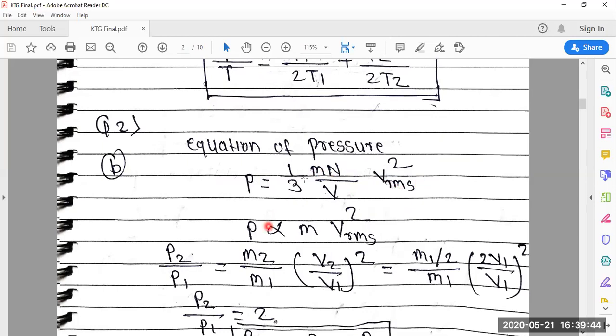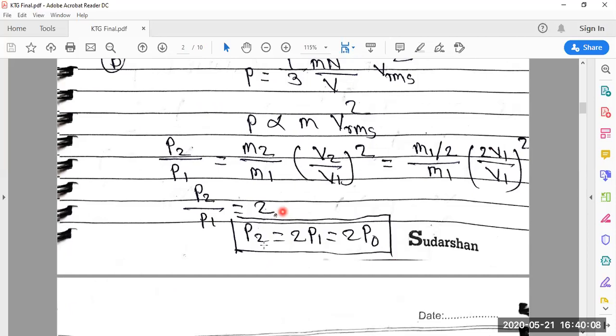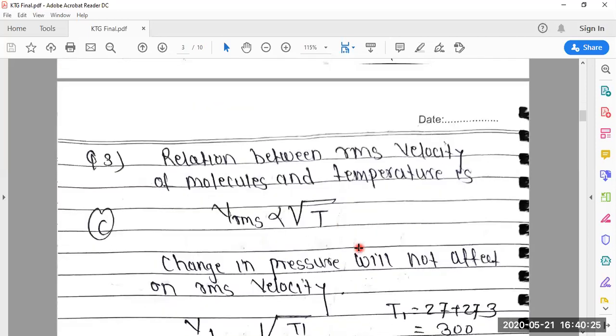So this question is related to the mass and RMS velocity. We just write down the pressure equation in terms of this mass and RMS velocity. So P2 upon P1, the ratio of these two pressures, is m2 upon m1 times v2 squared upon v1 squared. The mass becomes half and the velocity becomes double. Just put the condition, we get P2 upon P1 is equal to 2. So pressure P2 is equal to twice of P1, which is equal to twice of P0. So for question number 2, the correct option is option number B. P2 is equal to twice of P0. Next one, question number 3.